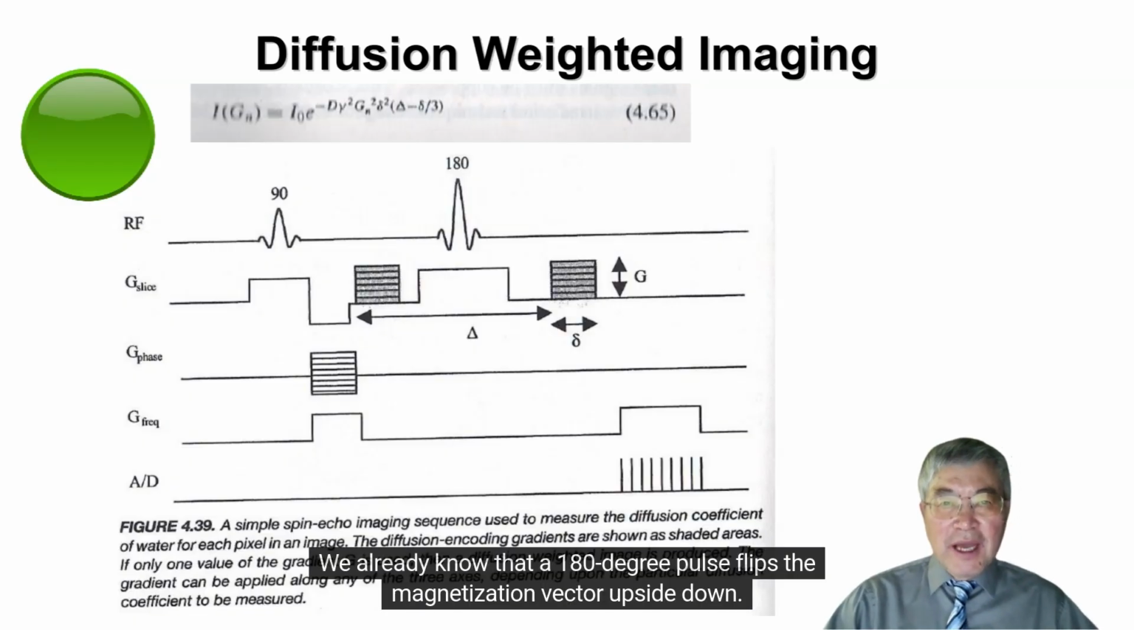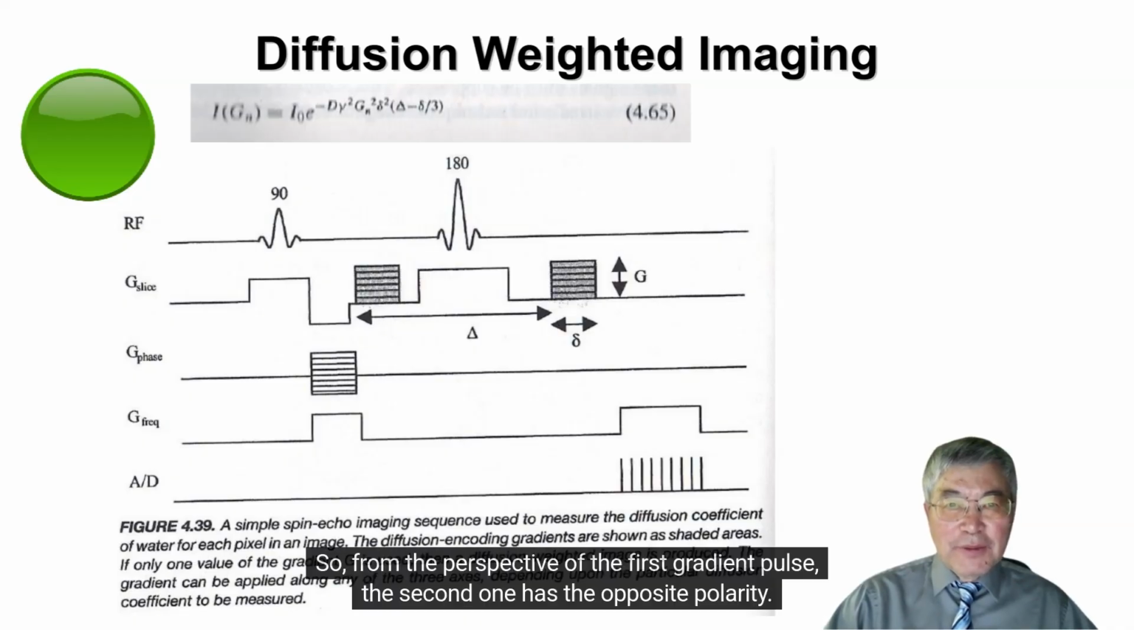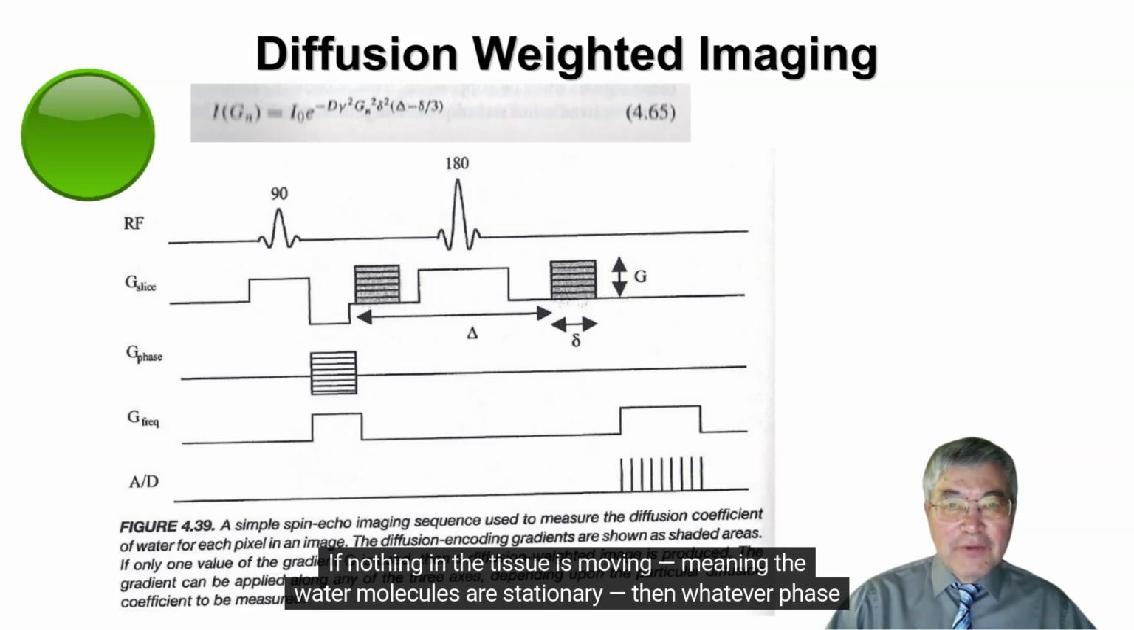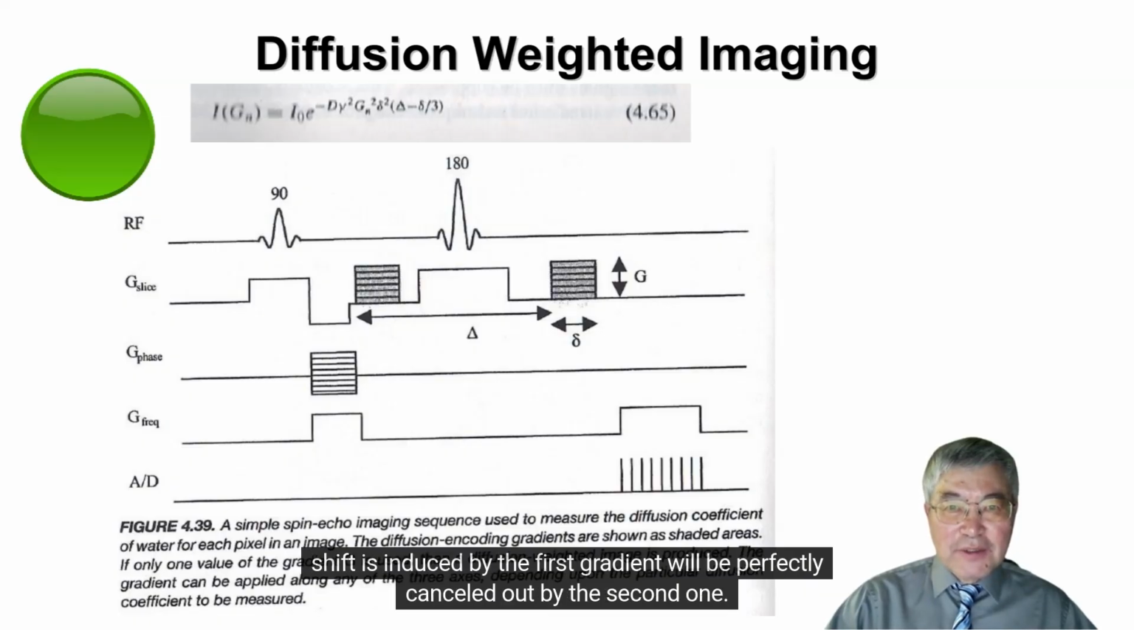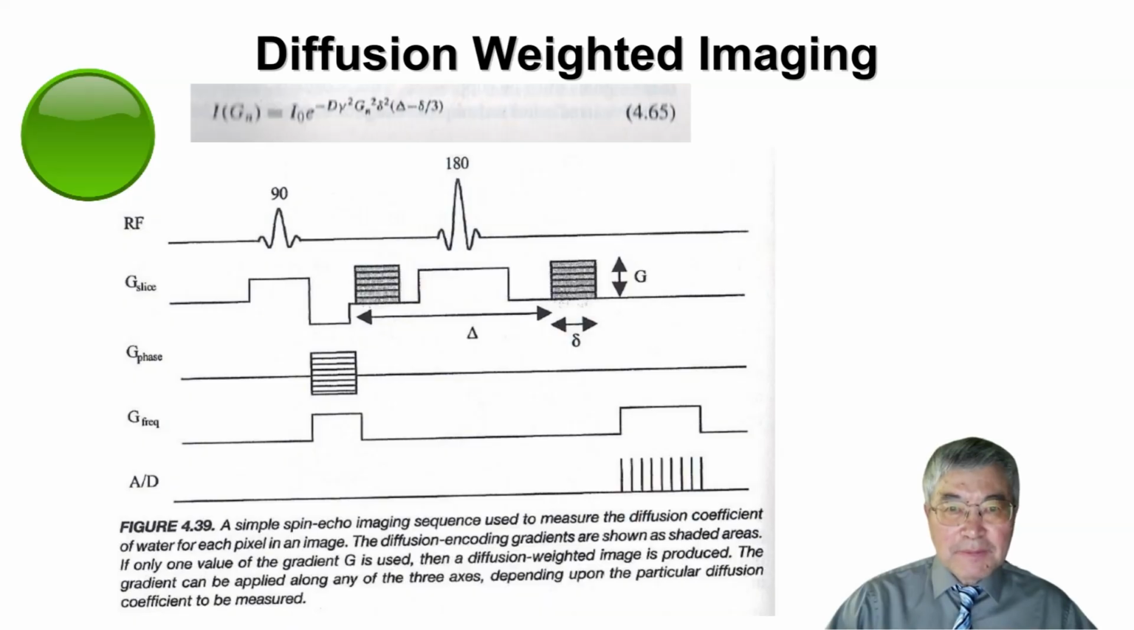We already know that a 180-degree pulse flips the magnetization vector upside down. So, from the perspective of the first gradient pulse, the second one has the opposite polarity. If nothing in the tissue is moving, meaning the water molecules are stationary, then whatever phase shift is induced by the first gradient will be perfectly cancelled out by the second one. In that case, there is no net signal change.